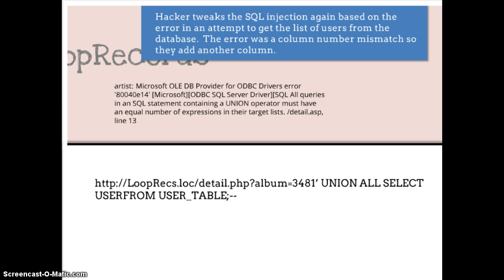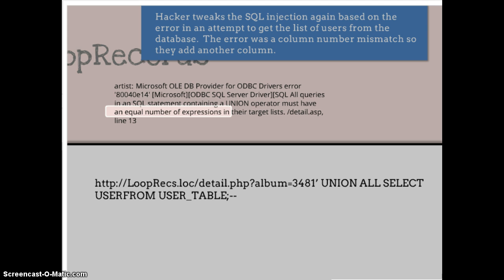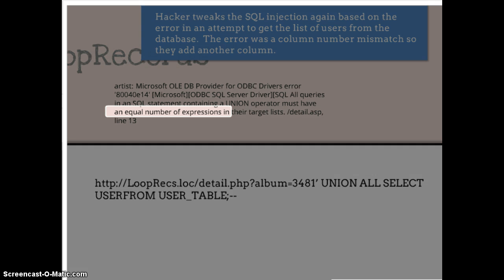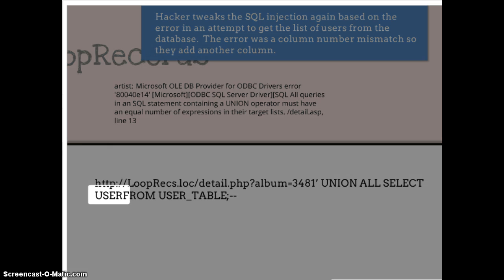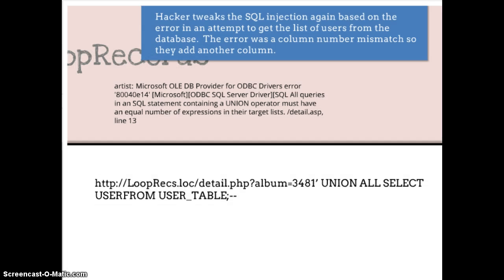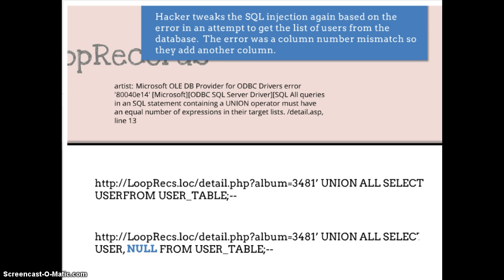Okay, we last left off with this error message when the hacker tried this particular SQL injection. Examining the error in detail, you can see that the union operator must have an equal number of expressions. That's database talk for saying the columns don't match. Remember in our previous slide that we were asking for two columns. In this case, the hacker is only asking for one, the user column. And that's why there's this database error. Knowing this, the hacker modifies his search term to include a second column of null and tries the hack again.